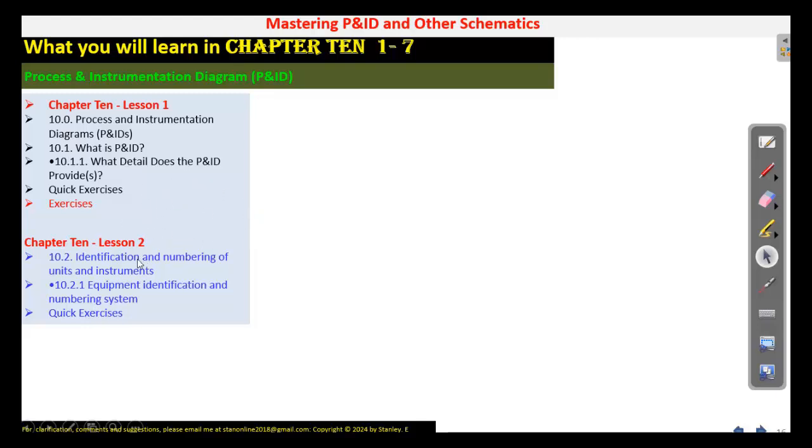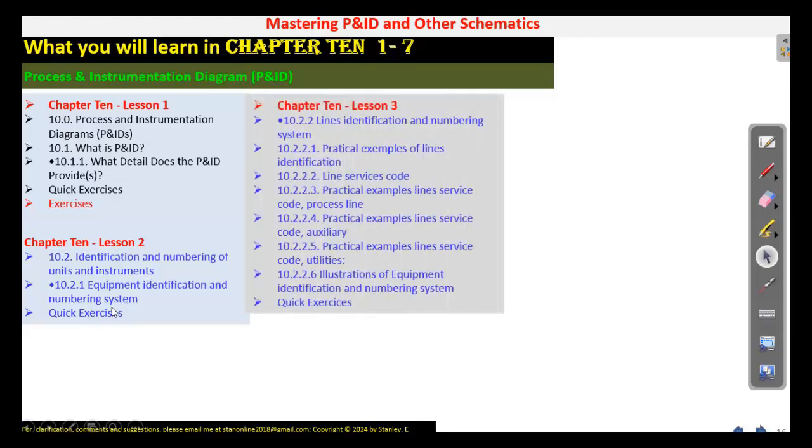And some quick exercises. Chapter 10, lesson 2. Identification and numbering of unit instruments. Equipment identification and numbering system. Quick exercises. Chapter 10, lesson 3. Line identification and numbering system. Practical example of line identification.